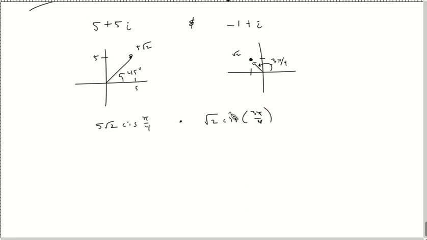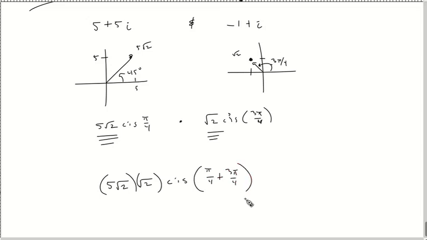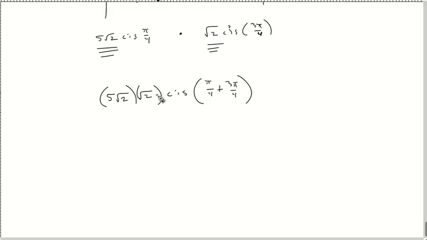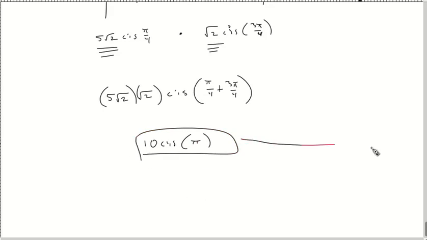Okay? Now remember, when you're multiplying, the numbers are just simply multiplied. So I got 5 square root of 2 times the square root of 2, and then the angles are added: pi over 4, 3 pi over 4. And if you look, these square roots of 2 combine together to make a regular 2, and 2 times 5 is 10. And then when you add these angles together, you get a plain pi. And there's your answer. I mean, rewrite it however my math lab wants it.